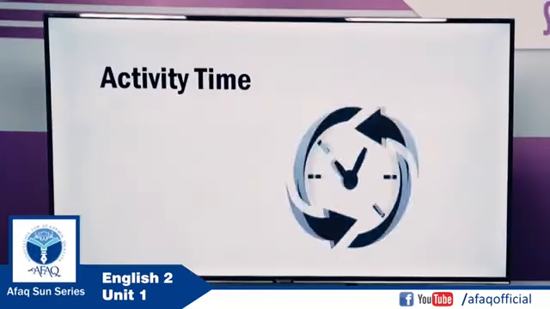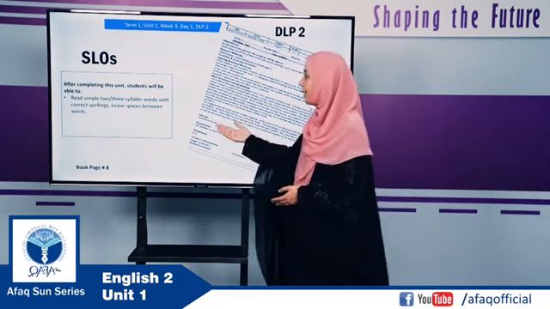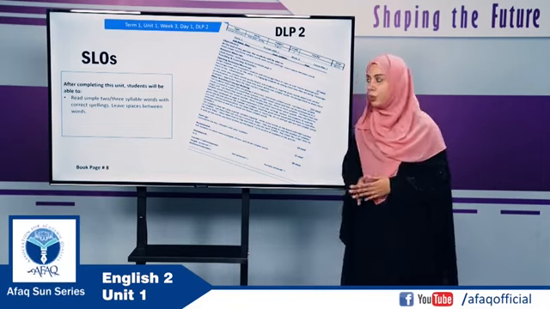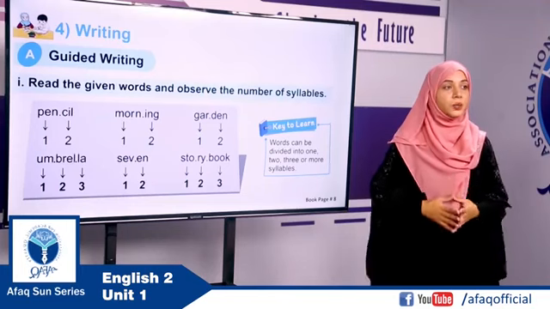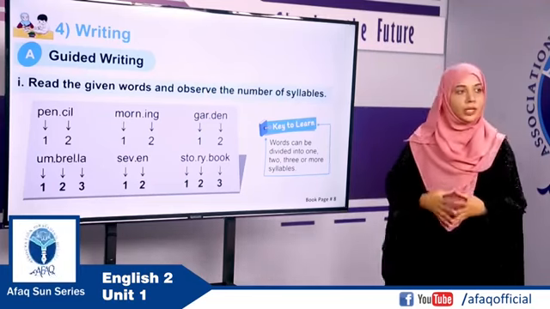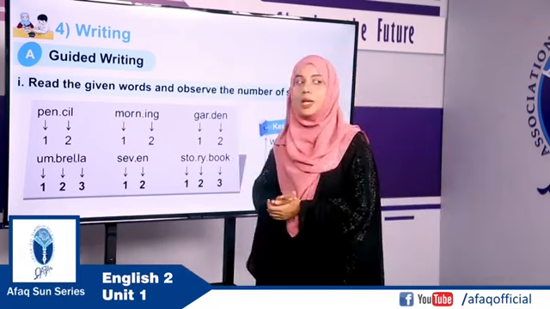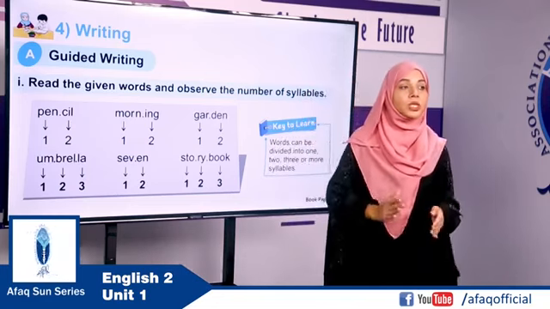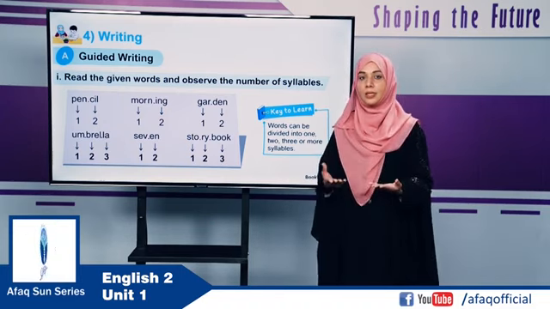Now it's time for the next activity. In this lesson, we will cover one SLO. Complete methodology to achieve this SLO has been provided in DLP2 for teachers. Dear students, now open page number 8 of your textbook. On this page, you will see that there is a section named as writing. In this section, you will do some guided writing, that is, some instructions have been provided for you and following those instructions, you will write.